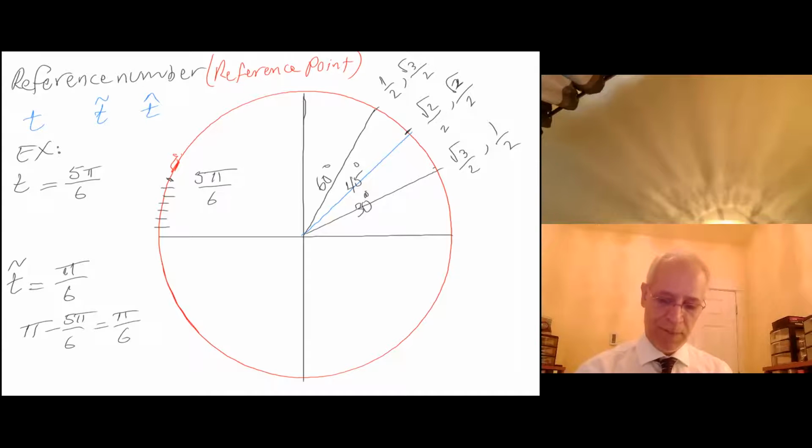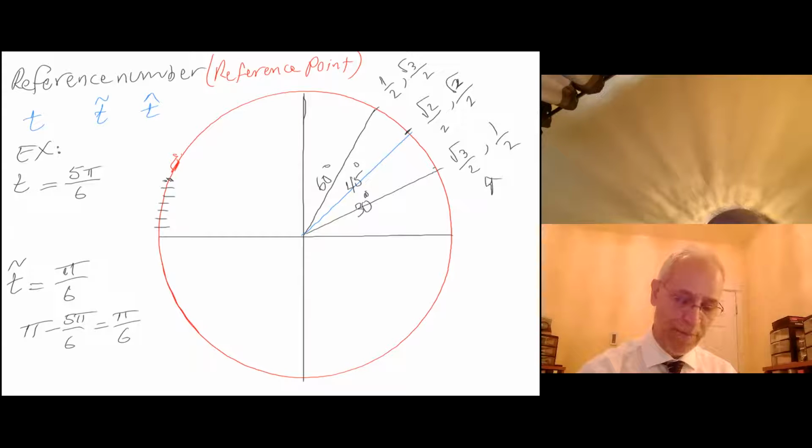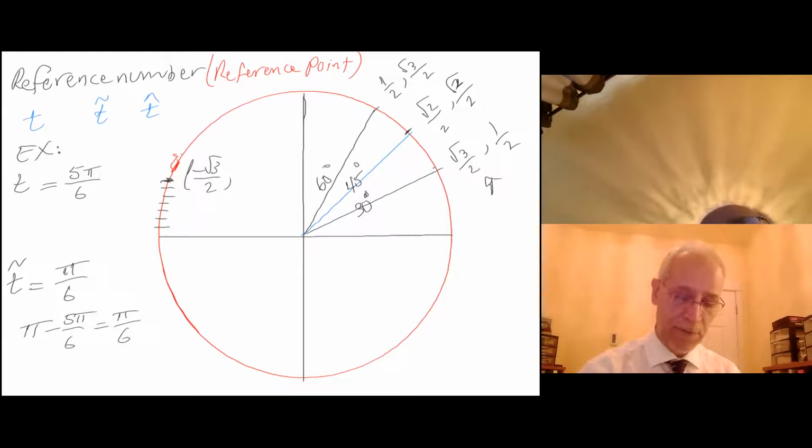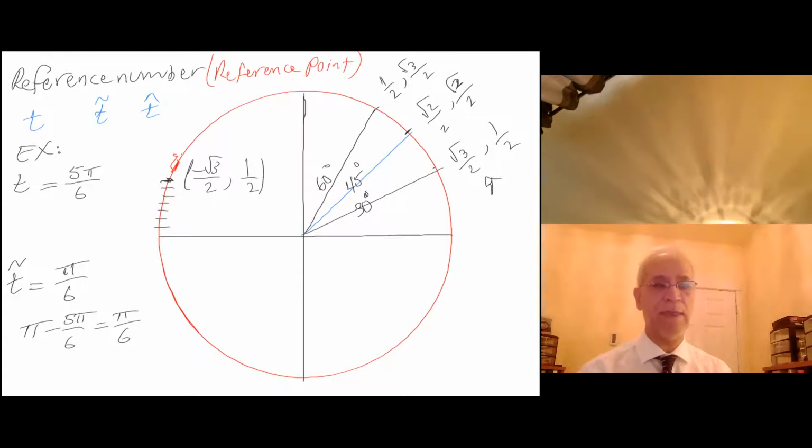What makes that so useful? It's so useful because now I'm going to look at π/6, or 30 degrees, in here and claim that the cosine of 5π/6 is -√3/2, since cosine is negative in quadrant two, and the value of the sine is 1/2. So that's the idea: to bring the t back to quadrant one and use what we know in quadrant one.